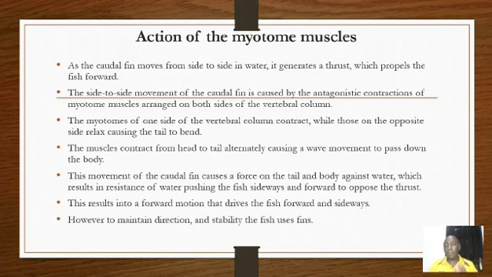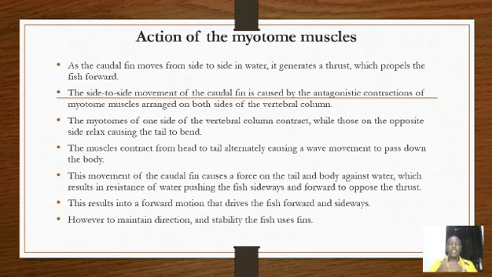However, in the process of fish being pushed forward, it gains direction and maintains direction because it uses other fins, just like we are going to see how other fins bring about stability. Therefore, in summary, locomotion or swimming in fish is brought about by the myotomy muscles and the fins.